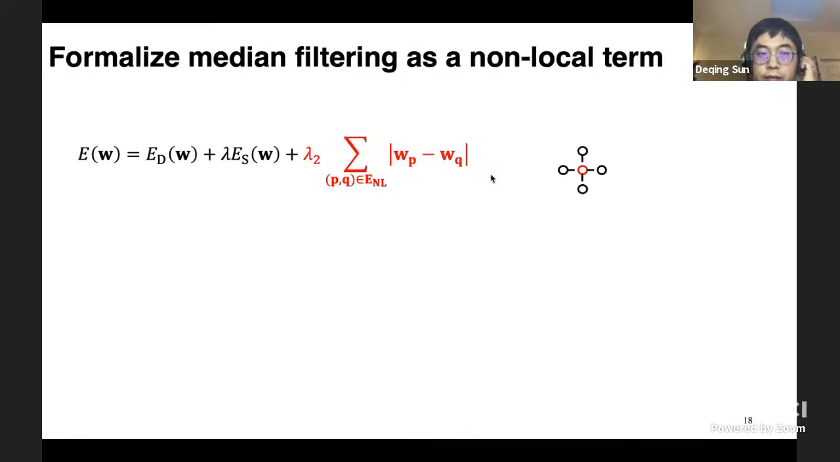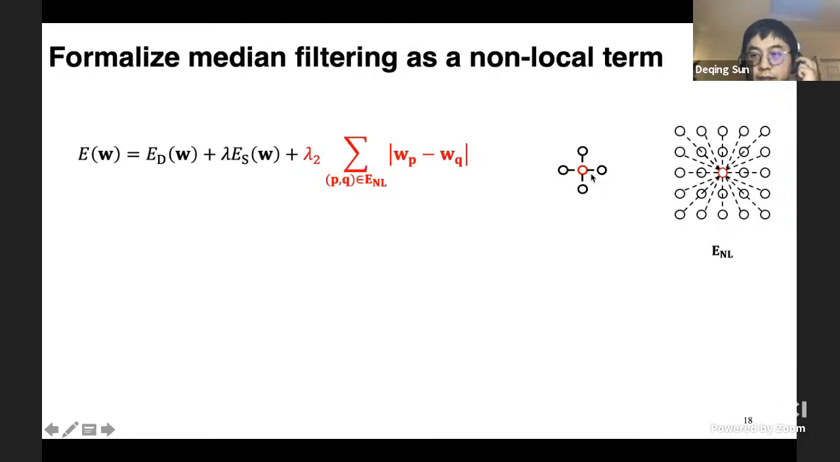So recall for the original Horn-Schunck formulation, we had the nearest neighborhood smoothness, and the pixel is compared with the nearest spatial neighbor. But for this non-local term, it will compare with all the pixels in a big spatial neighborhood system. And the size of the spatial neighborhood is the size of the median filtering.